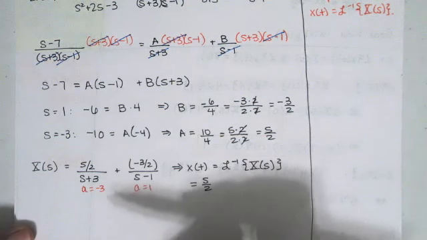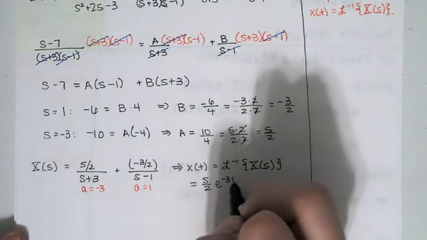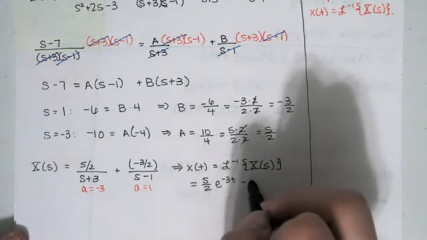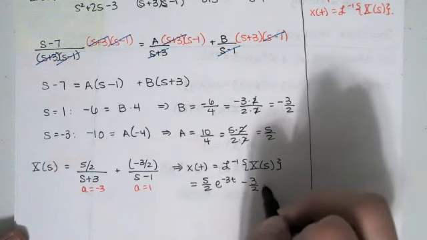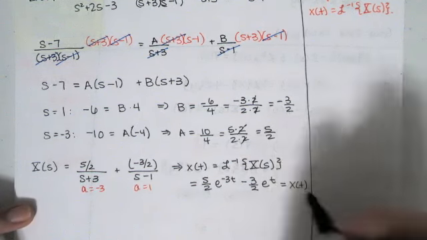The inverse transform of 1 over (s − a) is e to the at. So we'll have e to the negative 3t for the first one. Then we bring our constant negative 3 over 2 down, and then we have e to the t for the second one. So that's x(t).